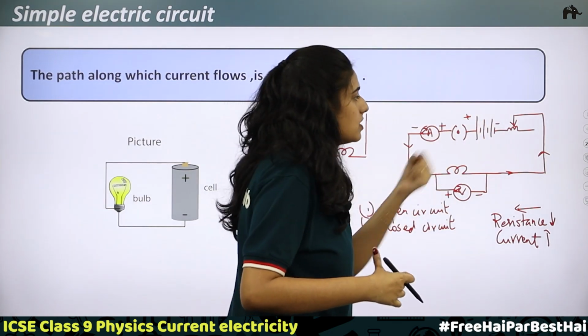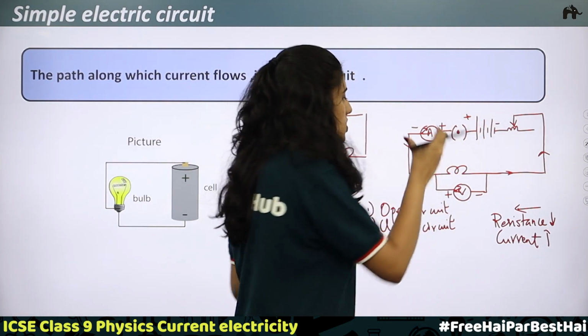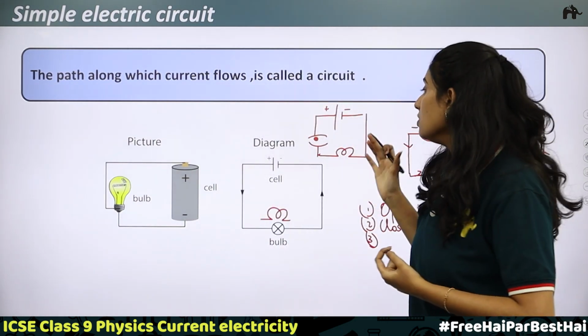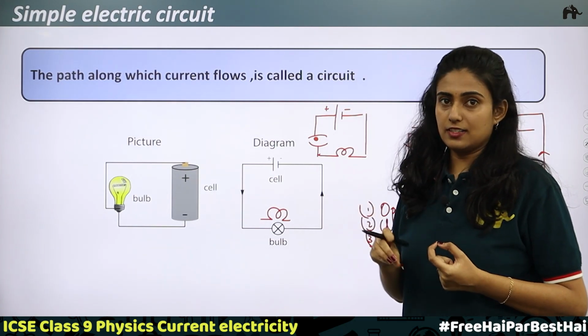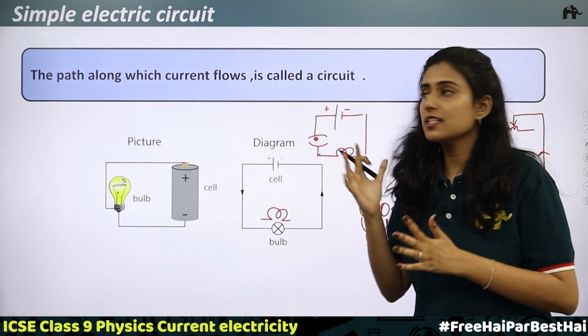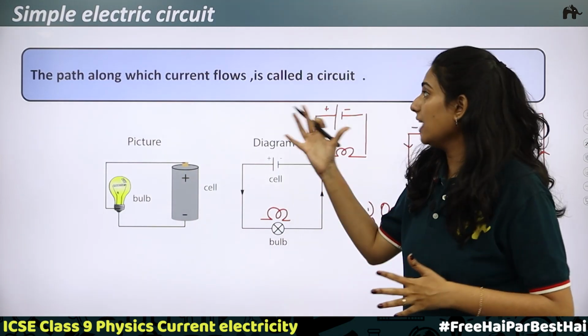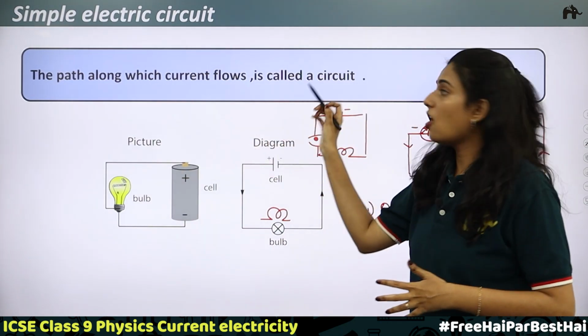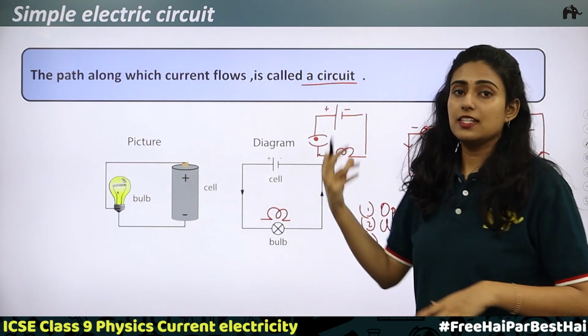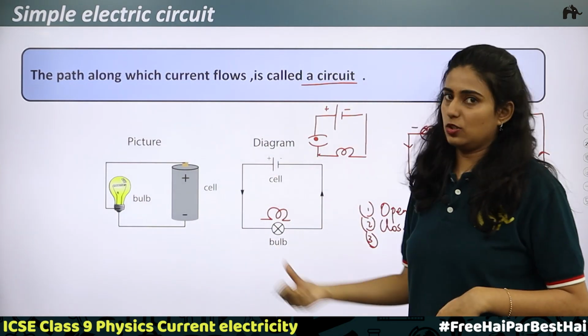So why do we use a variable resistor or rheostat? To change the intensity of the glow of the bulb. Okay. To change the amount of current that is reaching the device. It can be controlled using a variable resistor or rheostat. The path along which current flows is called a circuit. So using connecting wire, you are making a path, and this path is called the electric circuit.